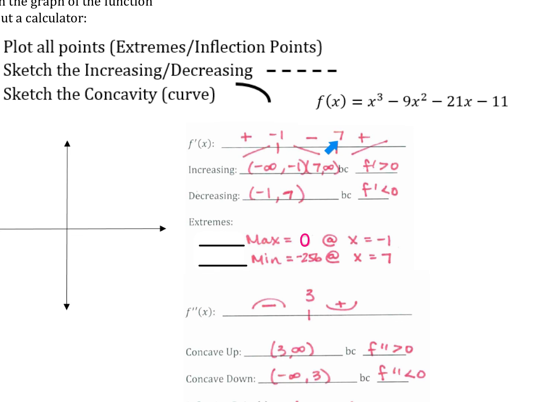At 7, our first derivative was 0, but we switched from a negative slope to a positive slope, so we switch from going downhill to uphill. That is a minimum where that happens. So that would be 7 comma negative 256. Wow, so if we plugged in 7 for x here, we get negative 256.